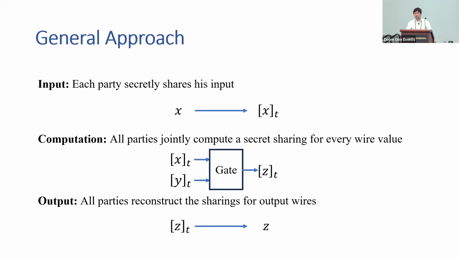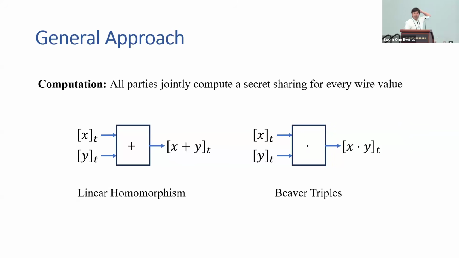So the general approach is just this seminal BGW approach, right? As usual, parties share their input. We compute jointly a sharing for every internal wire of the circuit. And in the end, the parties reconstruct the sharings for the output wires, right? So we are mainly concerned about the cost of the computation stage. So here we have addition and multiplication gates. Additions are for free because Shamir is homomorphic. Multiplications are processed via Beaver triples as usual.